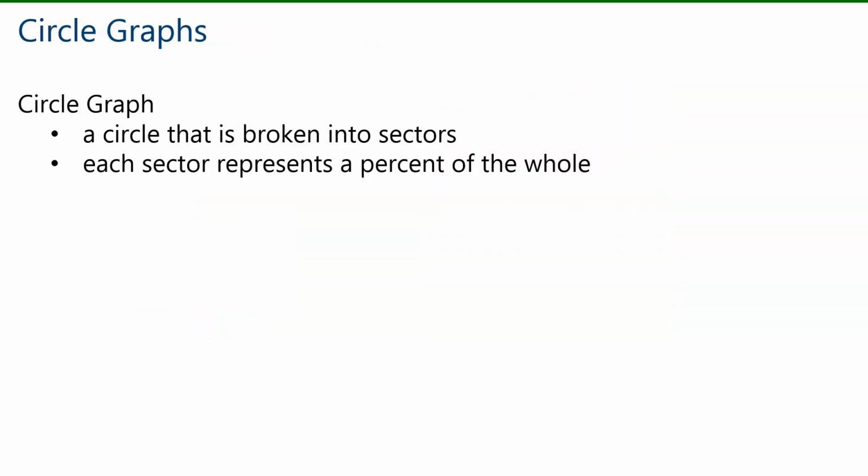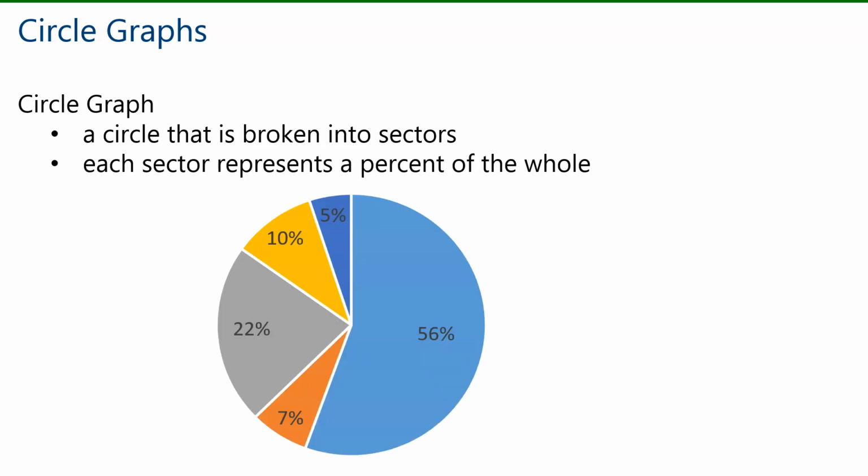So now let's look at circle graphs. In a circle graph, you have a circle that's broken into sectors or pieces, and each sector represents a percent of the whole. So something like this. You can see that in each sector, it has a percent. And if you were to add up all those percents, they would add up to 100. So that's an important fact to remember.